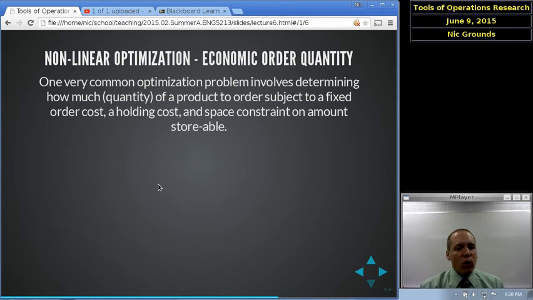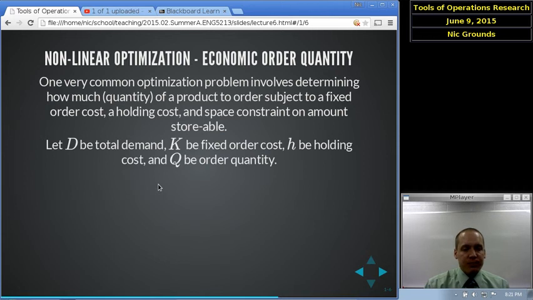But there's also a holding cost. That is the cost associated with having product kept on hand, right? Keeping it on the store shelves and whatever else needs to happen to it. Okay, and then of course there's a space constraint on how much is storable at all. So I can't have too much product, or I won't have a place to put it.